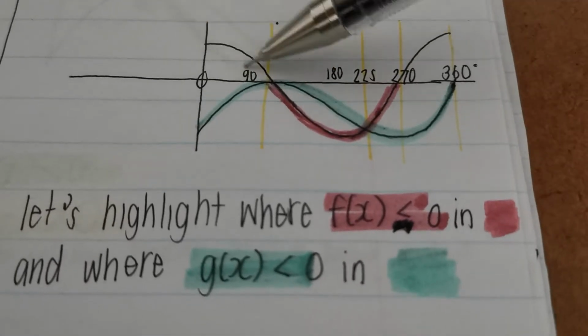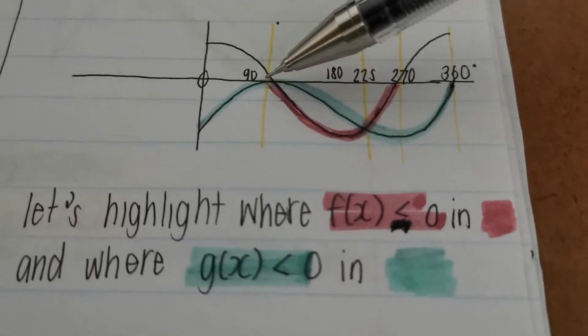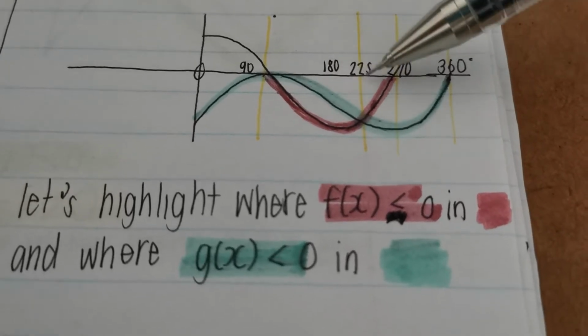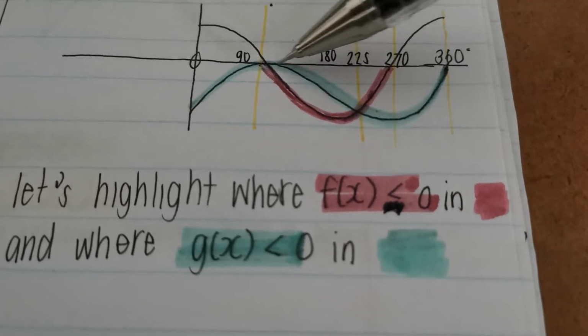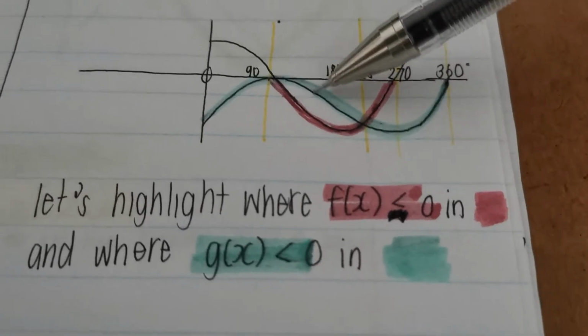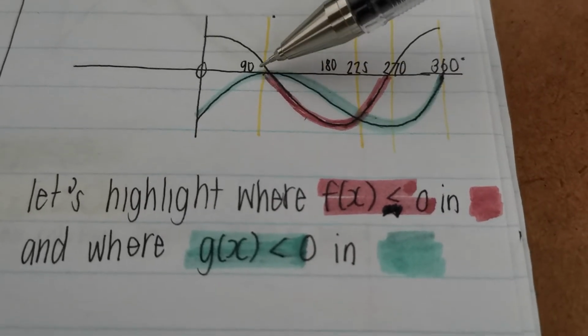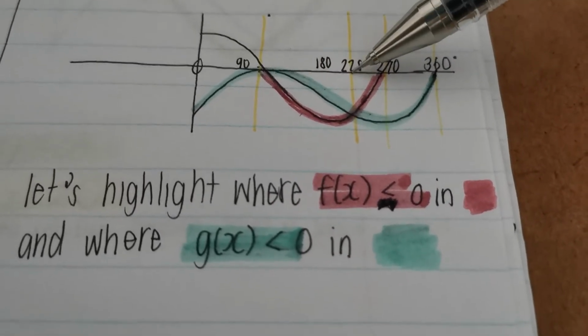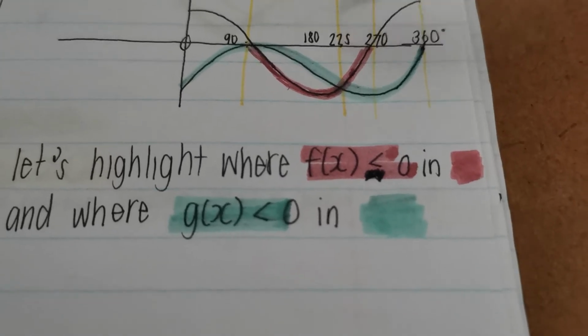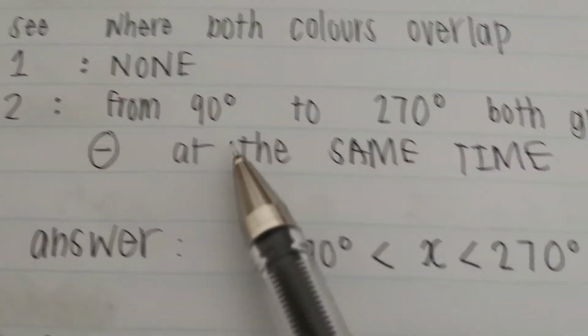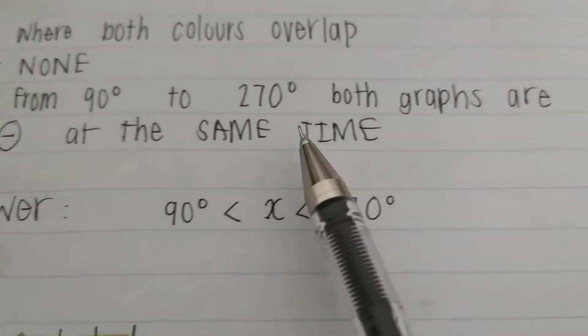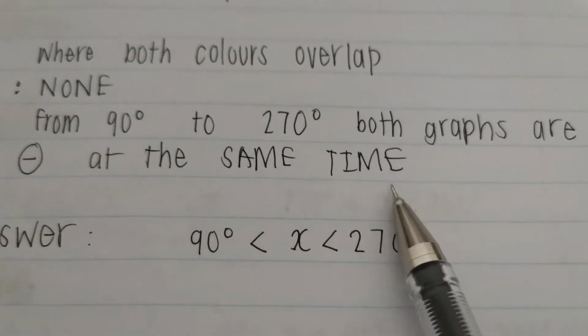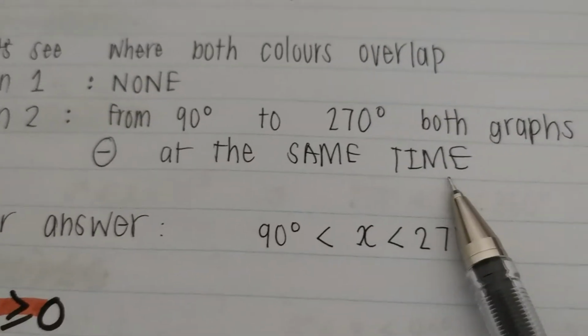This part here isn't pink, so it doesn't work. From 90 to 225, the important points again there, can you see both of them are colored in this interval, 90 to 225? So that's where they both overlap. So I wrote it down here, from 90 degrees to 270 degrees, both of them are colored in at the same time. They're both negative at the same time.